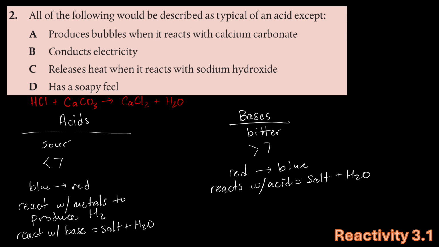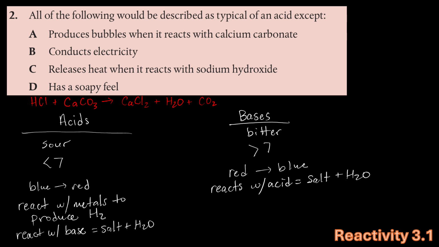And then real quick, just pause the video and try to figure out what the last product is. The last product is going to be carbon dioxide. Now, carbon dioxide is a gas, correct? That is what the bubbles are. So A would be a typical characteristic of an acid, so that is correct. So we're going to move on.